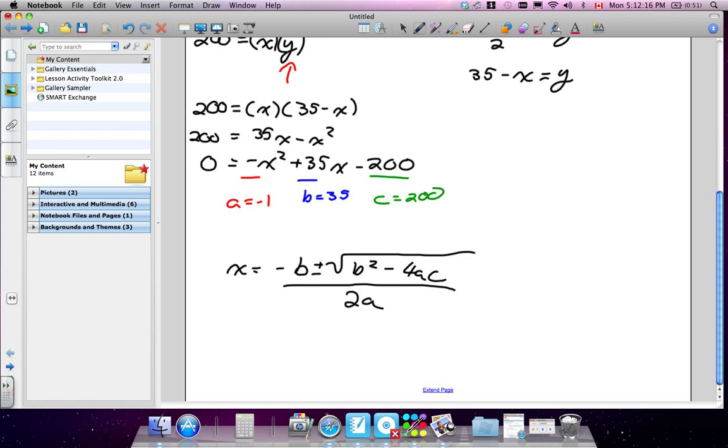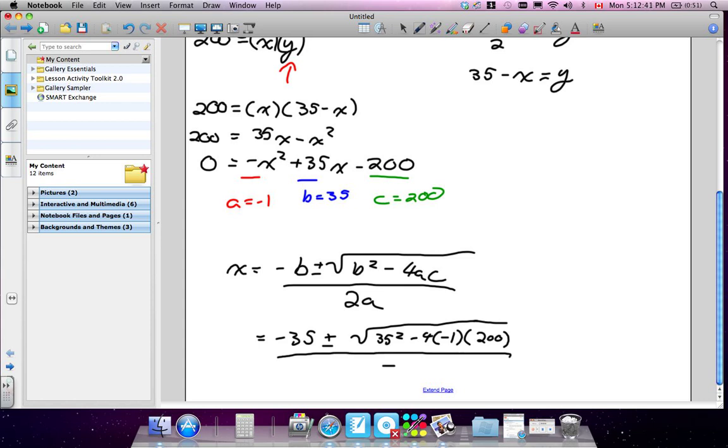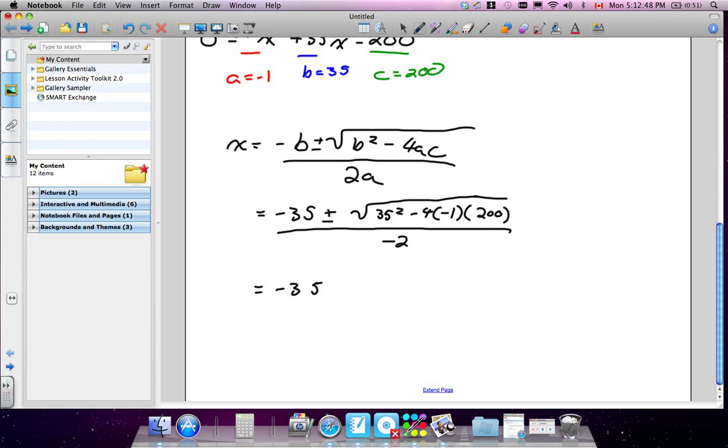Okay, so let's plug our values in. We're going to get negative 35 plus or minus the root of 35 squared, which is 1,225, minus 4 times -1 times 200, divided by 2 times -1, so -2. Plus or minus, what's 35 squared? 1,225. Then -1 times -4 is positive 4. Positive 4 times 200 is 800. So plus 800.